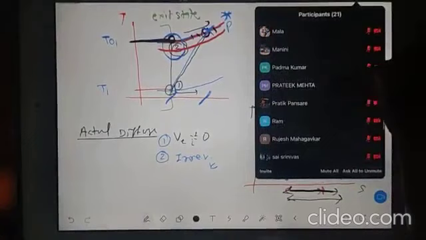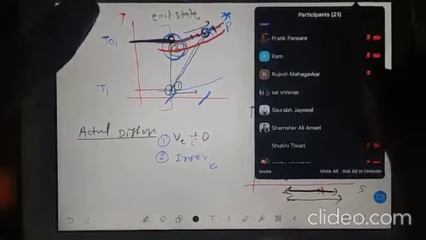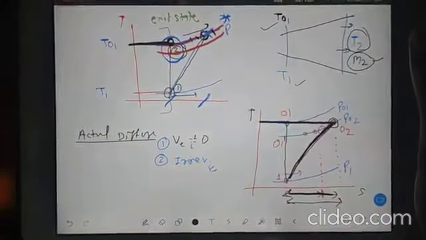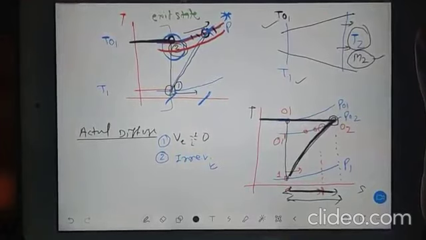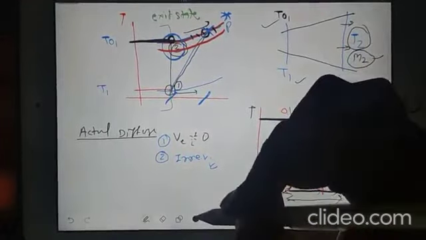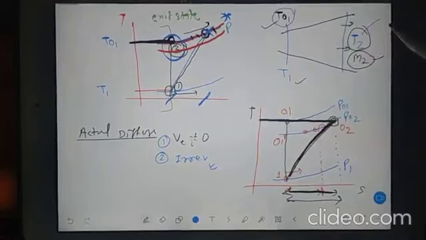Okay, Pratik Pansar is there. Pratik, will you try this? Try. How can you connect total property here and static here?